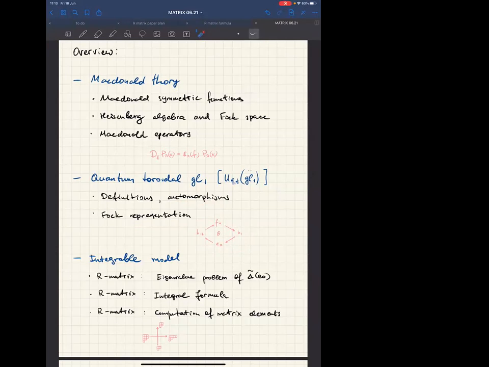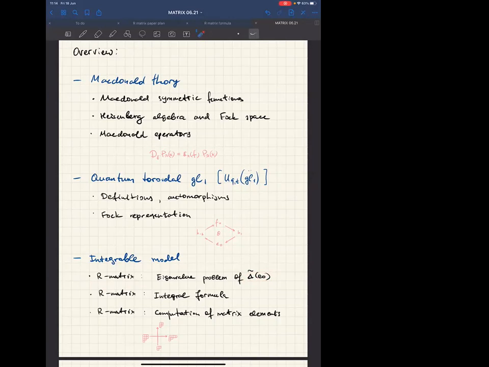Then I will explain the integrable model, which is obtained on this Fock representation. This integrable model is given by the R-matrix. The R-matrix here is not a simple object. Its complexity is similar to the complexity of Macdonald polynomials themselves. The computation of this R-matrix can be phrased in different ways. For example, it can be phrased as an eigenvalue problem of a coproduct of a certain operator, E0, of the algebra.